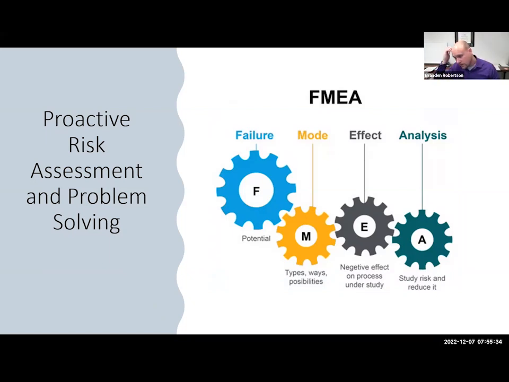We recently did an FMEA with newborn banding up in labor and delivery, but we're looking at the potential. So how can this fail? We're looking at the whole process. Tell me how it can fail, the modes, every way that this can fail, tell me what that is. And we're listing those out. And then we're looking at every one of those. What effect will that have on our patients? What negative effect on the process under study, right?